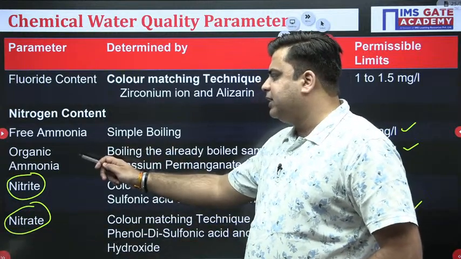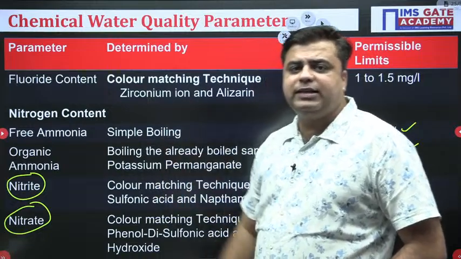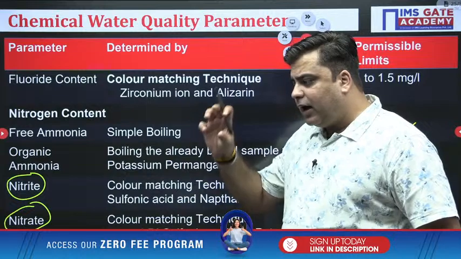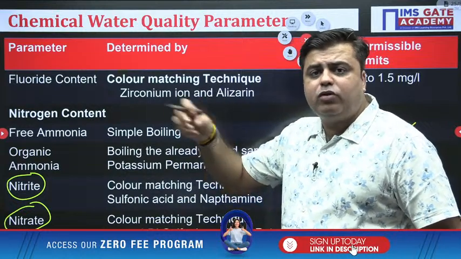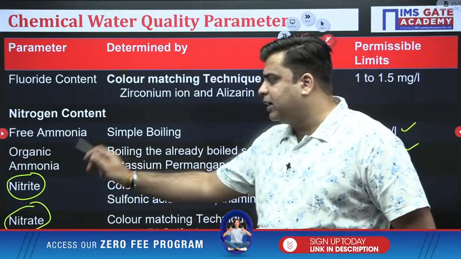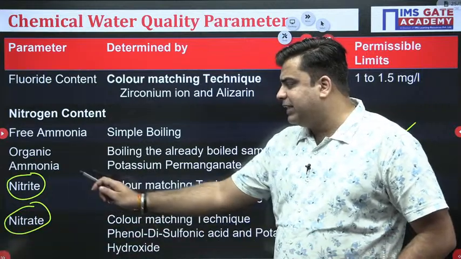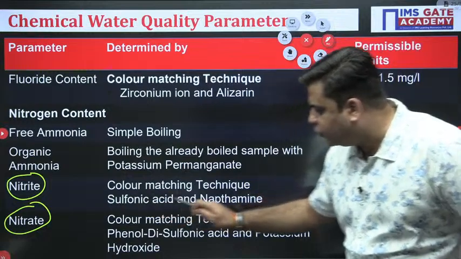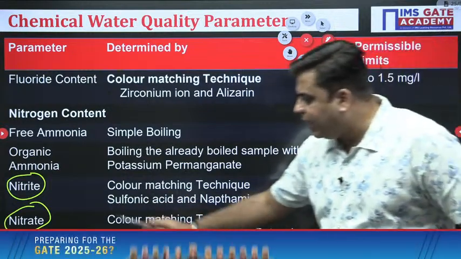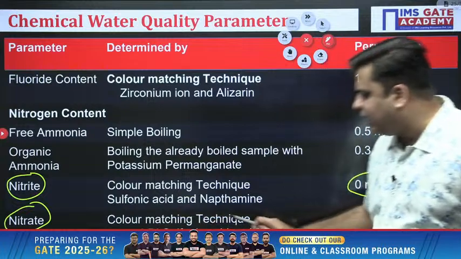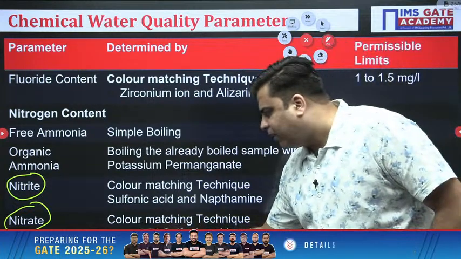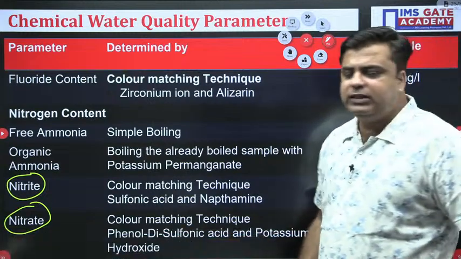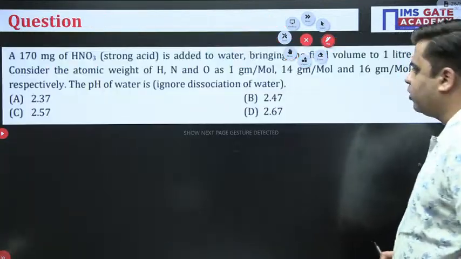Organic ammonia is determined by adding a strong oxidizing agent like KMnO4 and again boiling the sample. And then after that you measure the extra amount of ammonia which is liberated, which is termed as organic ammonia. For measuring nitrite, you will use color matching technique, and color is developed by sulfanilic acid and naphthylamine. For nitrate, it is again measured by color matching technique, and color is developed using phenol disulfonic acid and potassium hydroxide. So these are the important points regarding your chemical water quality parameters.